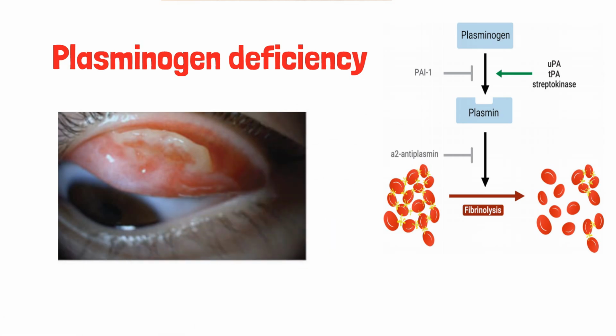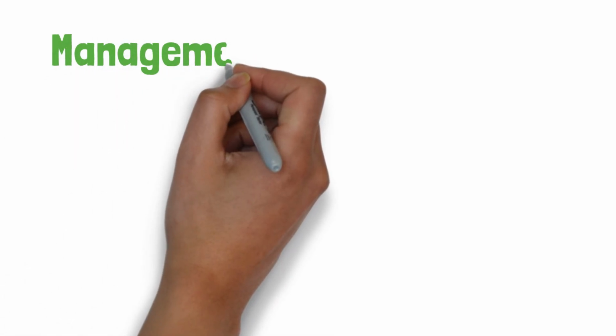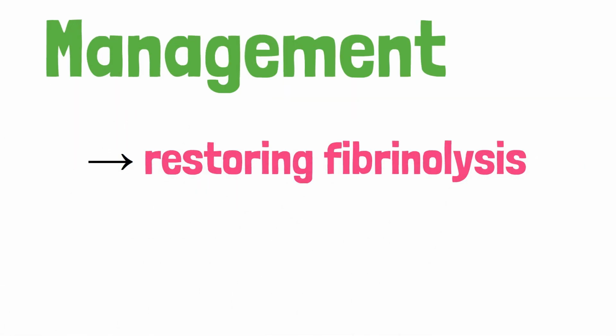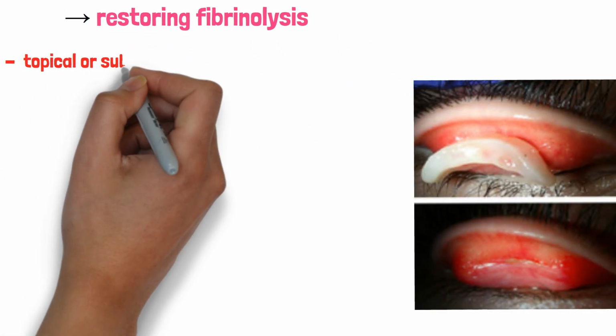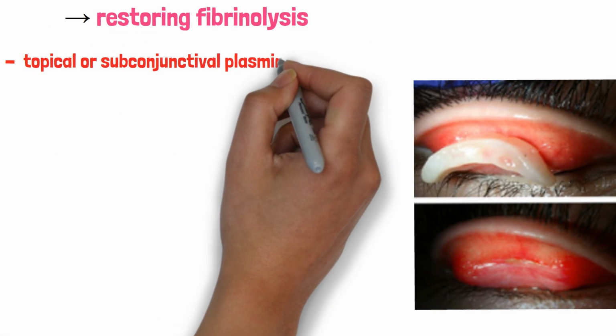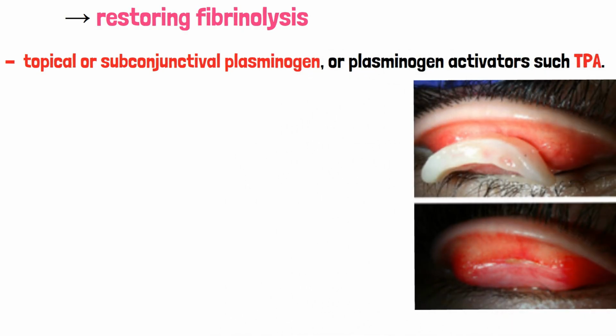The pathognomonic sign is the presence of woody, fibrin-rich pseudomembranes, most commonly on the upper tarsal conjunctiva. These membranes are recurrent and resistant to simple removal. Management focuses on restoring fibrinolysis and controlling inflammation. Treatment options include topical or subconjunctival plasminogen, or plasminogen activators, such as tissue plasminogen activator, or TPA.